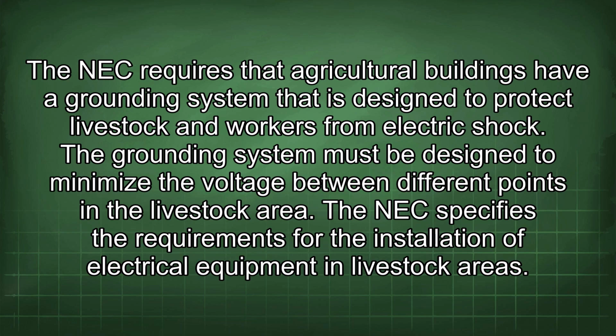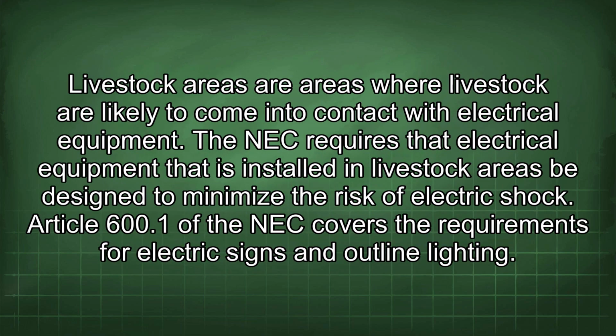The NEC specifies the requirements for the installation of electrical equipment in livestock areas. Livestock areas are areas where livestock are likely to come into contact with electrical equipment. The NEC requires that electrical equipment that is installed in livestock areas be designed to minimize the risk of electric shock. Article 600.1 of the NEC covers the requirements for electric signs and outline lighting.